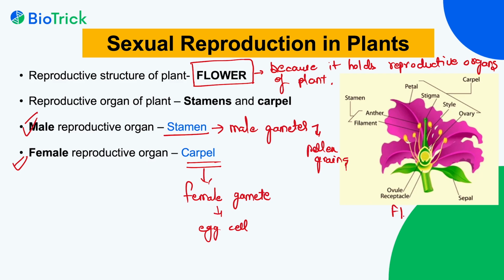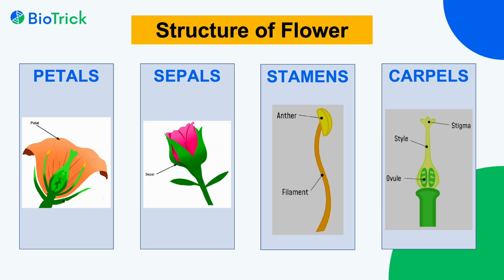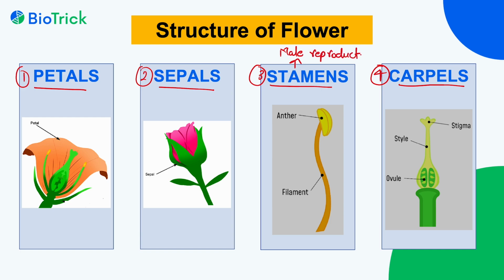This is the diagram of a flower. As you can see, a typical flower has 4 basic structures. Let's see what are these. First is petals, second is sepals, third is stamen, and fourth is carpel. As we just discussed, stamen is male reproductive organ, while carpel is female reproductive organ of the plant.